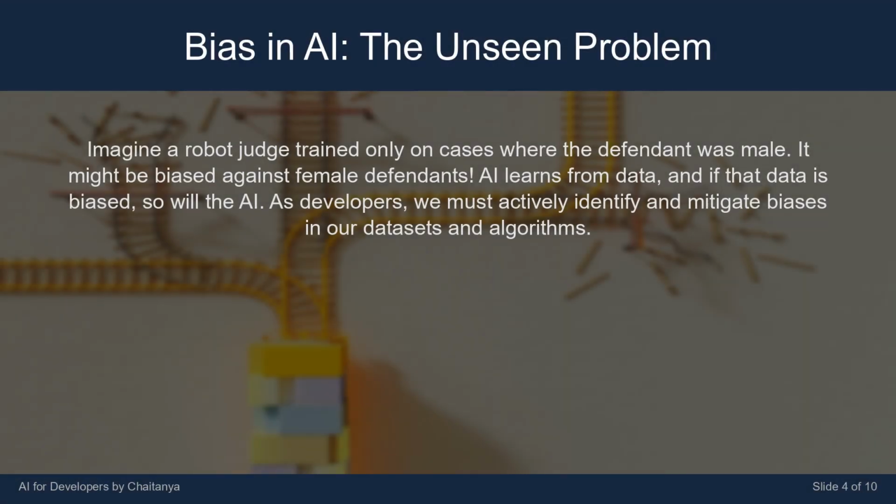Imagine a robot judge trained only on cases where the defendant was male. It might be biased against female defendants. AI learns from data, and if that data is biased, so will the AI. As developers, we must actively identify and mitigate biases in our datasets and algorithms.